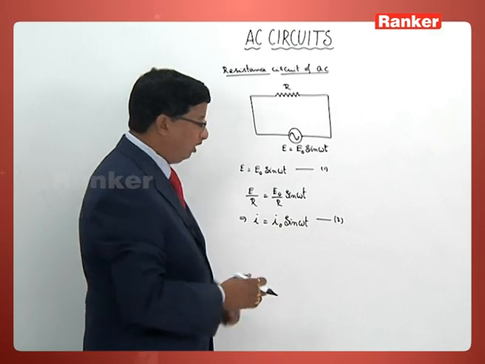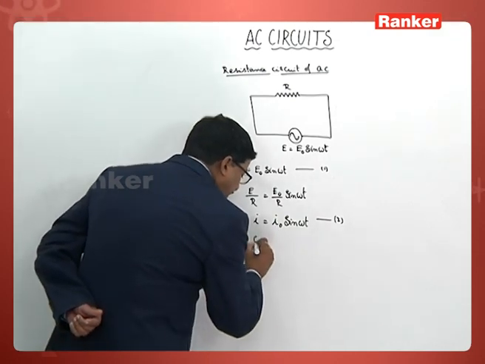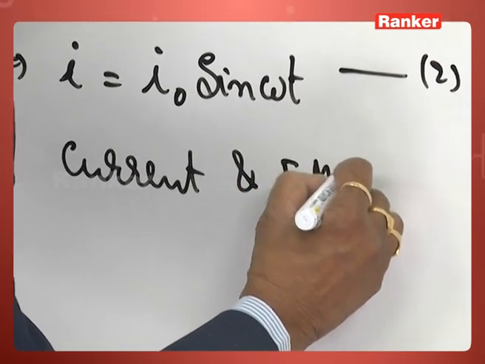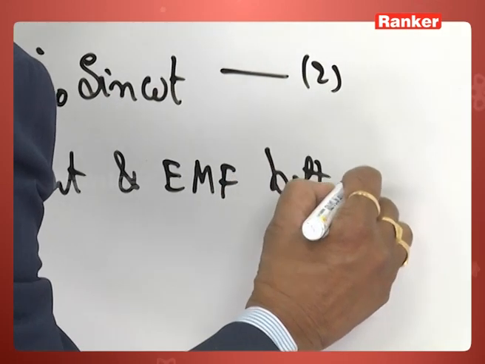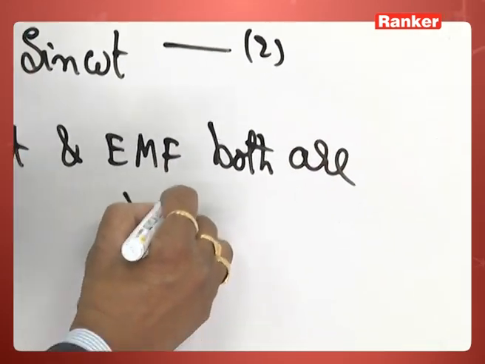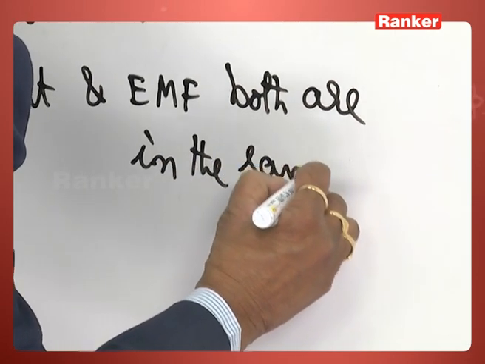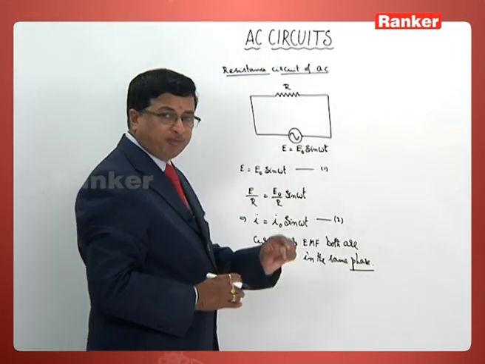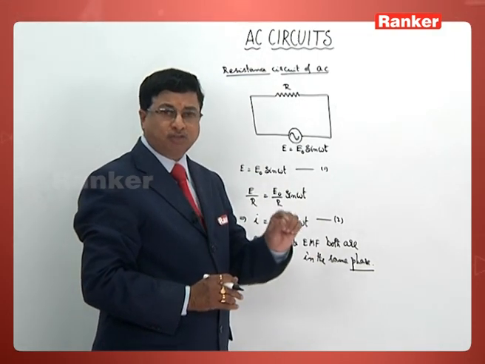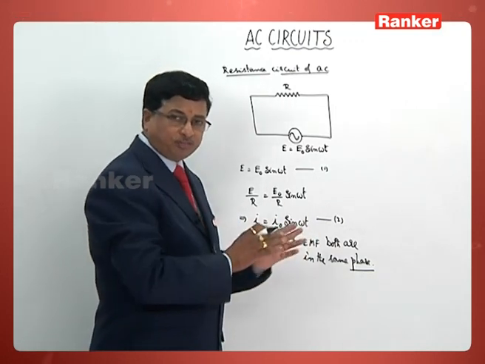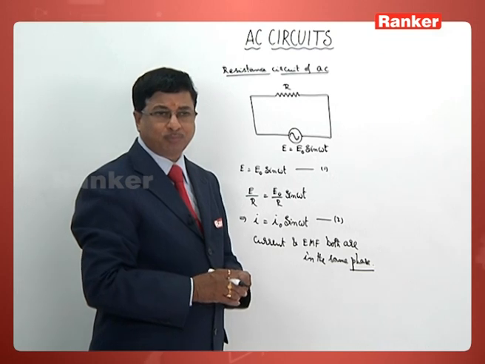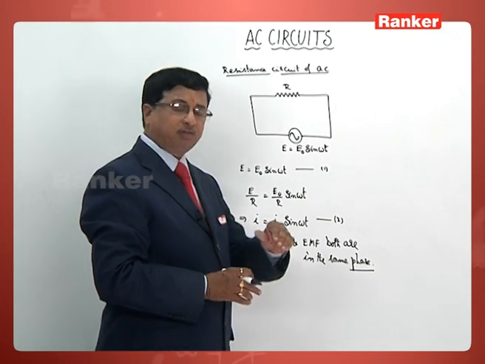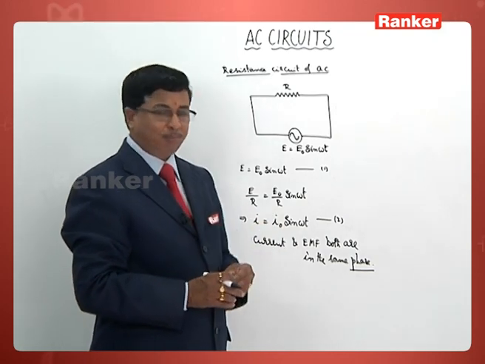So what can one identify from these two equations? Current and EMF both are in the same phase. That is the one we have to understand. That means the phase difference between them is to be taken as zero. When their phase is the same, the difference automatically will be zero. But how can we represent this in the form of a wave diagram?